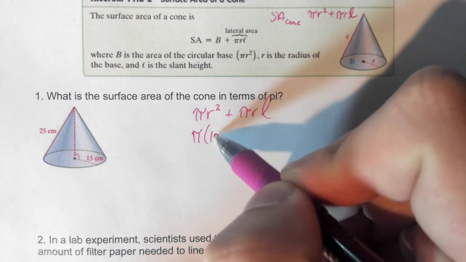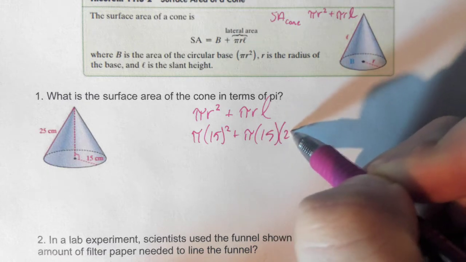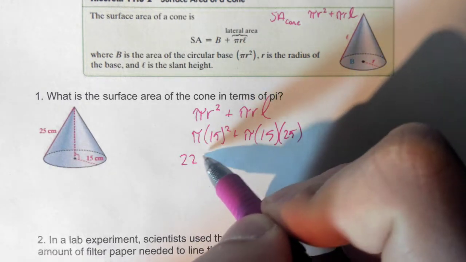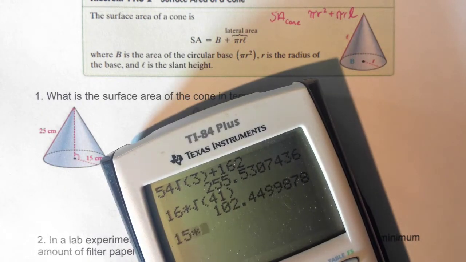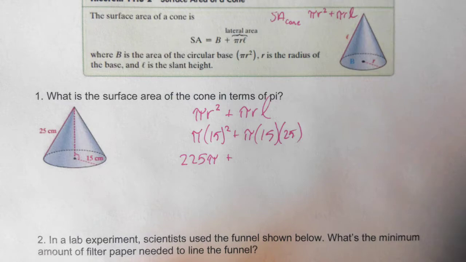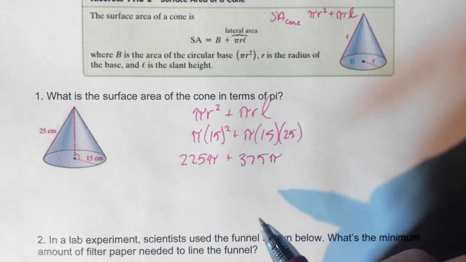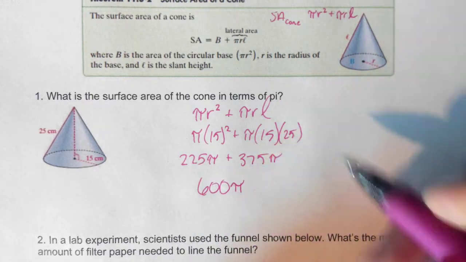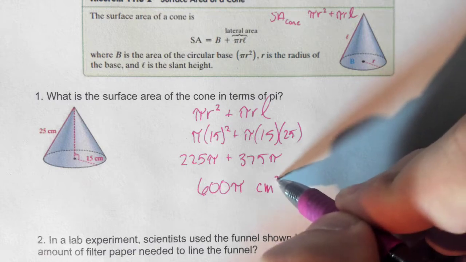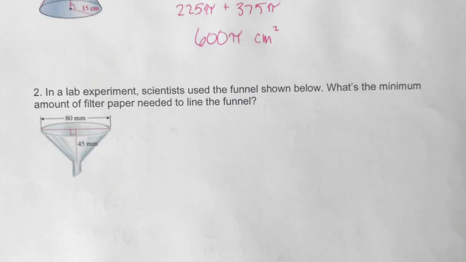Pi times 15 squared plus pi times 15 times 25. I know that 15 squared is 225, so that's going to be 225 pi. 15 times 25 is 375, so plus 375 pi. Adding those two together, looks like we would have 600 pi square centimeters. And then, of course, if they asked you to plug in 3.14 or use the pi button, you could do that. Here's our last example.